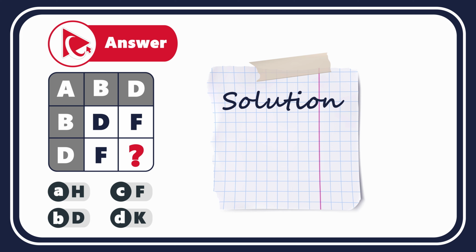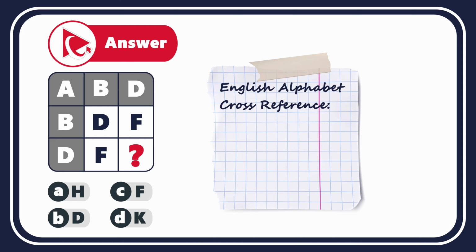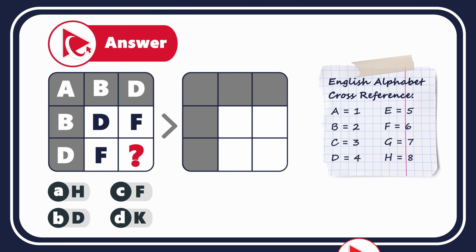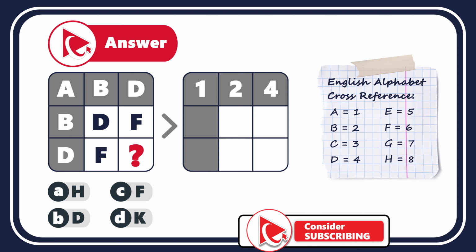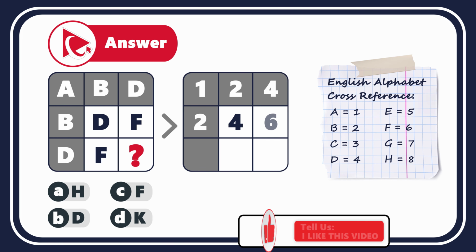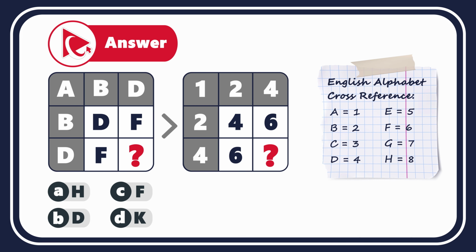To answer this question correctly, let's look at our matrix from a little different dimension. Each letter here corresponds to a specific place in the alphabet, which can be represented by a number. For example, letter A equals 1, letter B 2, C 3, and so on. If we follow this logic, we can replace all letters in all 3 rows with numbers. So for the first row, the numbers will be 1, 2, and 4. For the second row, the numbers would be 2, 4, and 6. And for the third row, the numbers will be 4 and 6, and then the missing number.